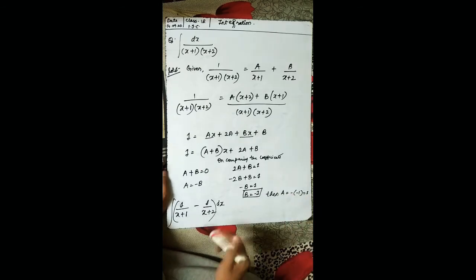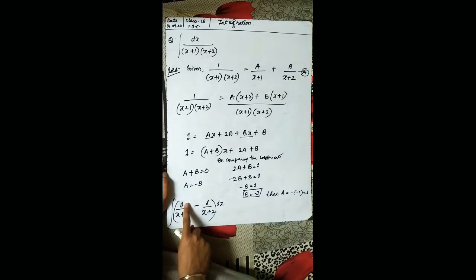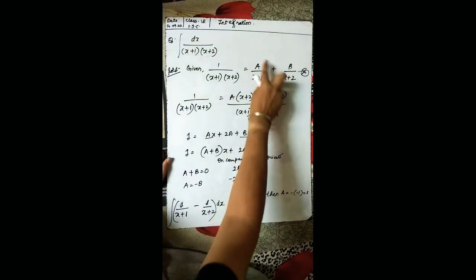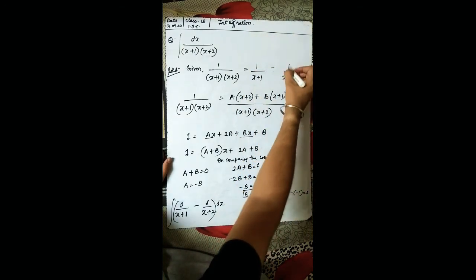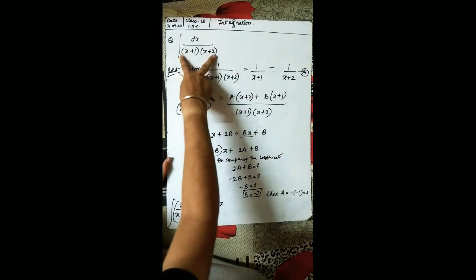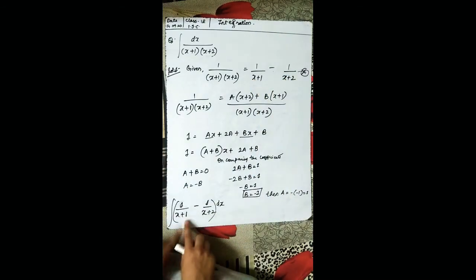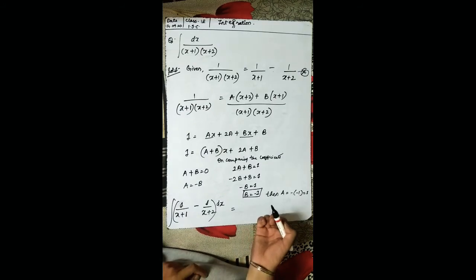Okay, so in this equation, in place of a we have put 1, and in place of b we are putting minus of 1. So it will be 1 and it will be minus of 1. So in place of this we can write this one. That is what we have replaced this with: 1 upon x plus 1 minus 1 upon x plus 2 dx. Now it is very easy for us to integrate.